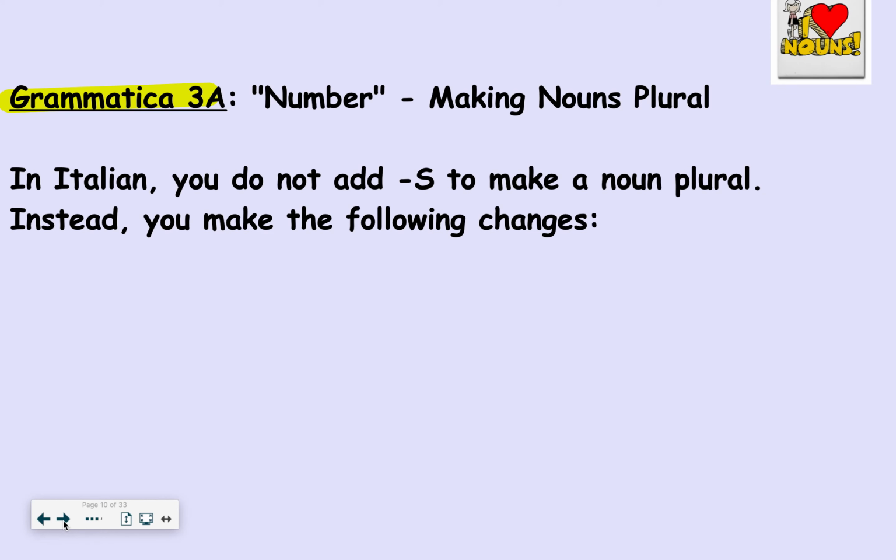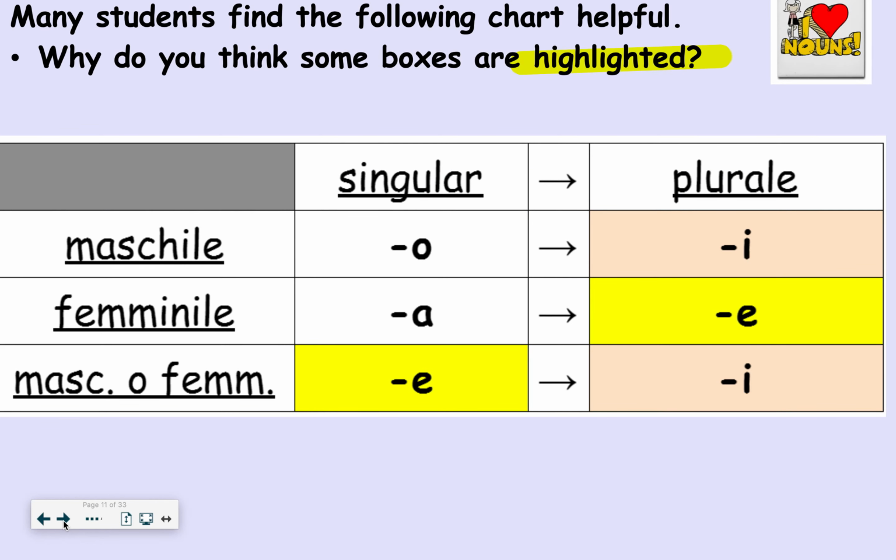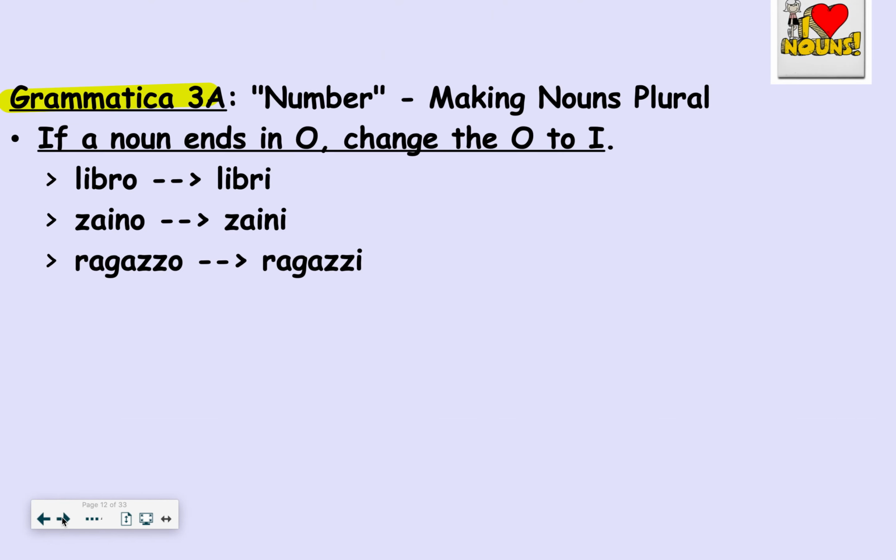So just as a quick review, you don't add s to make a noun plural in Italian. Instead, you make some of these changes, and this is just this table I put in the last video. Many students find it helpful when you abbreviate a little bit. So if a noun ends with the letter O, you change it to I. If it ends with A, you change it to E. If it ends with E, you change it to I when it's plural. And let's get into that more specifically.